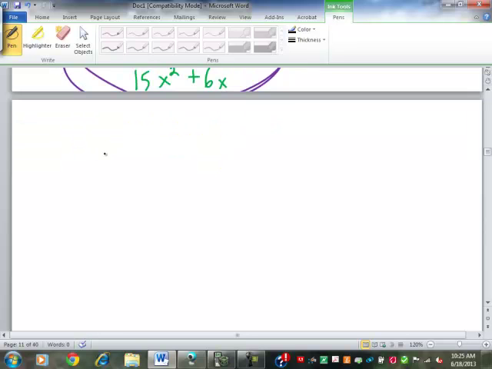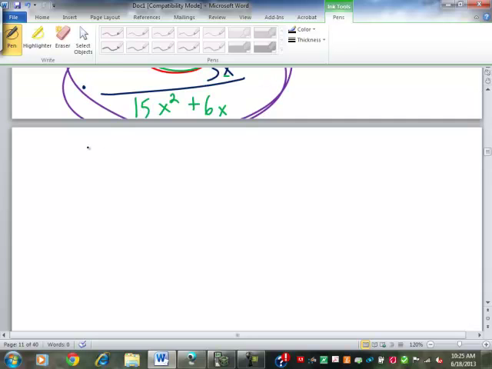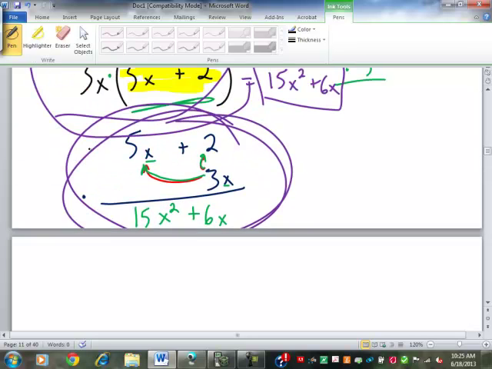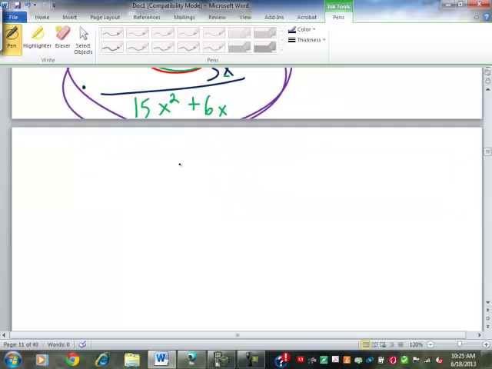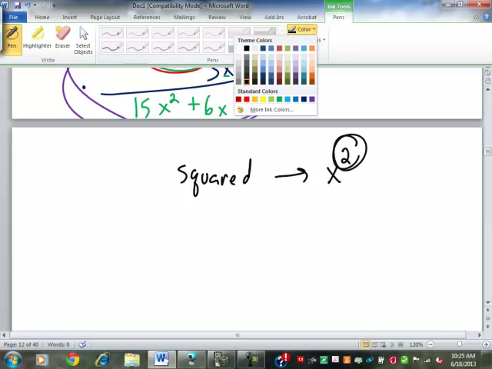So yes. What exactly does the word squared mean? The word squared, good question. Squared just means to the power of 2. So if I say x squared, that's really just x to the power of 2. That's just kind of the slang term.